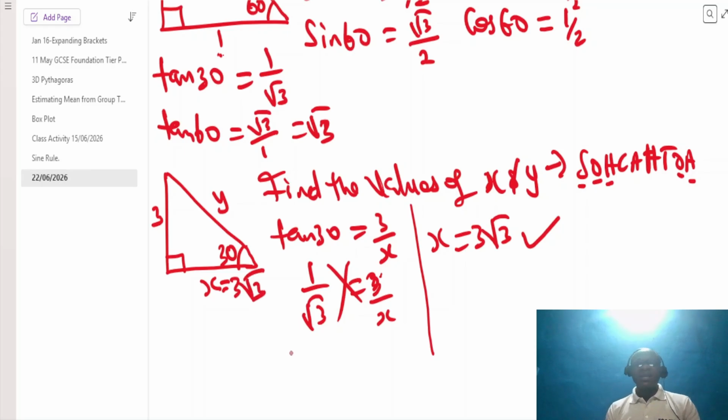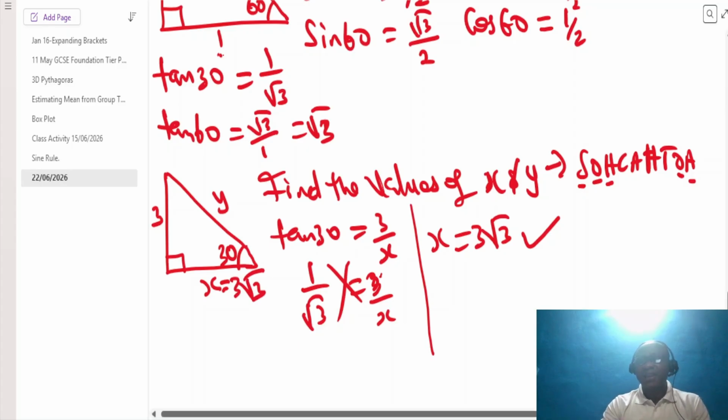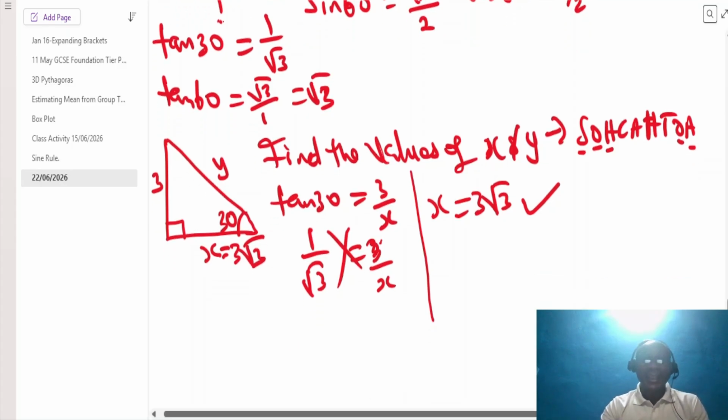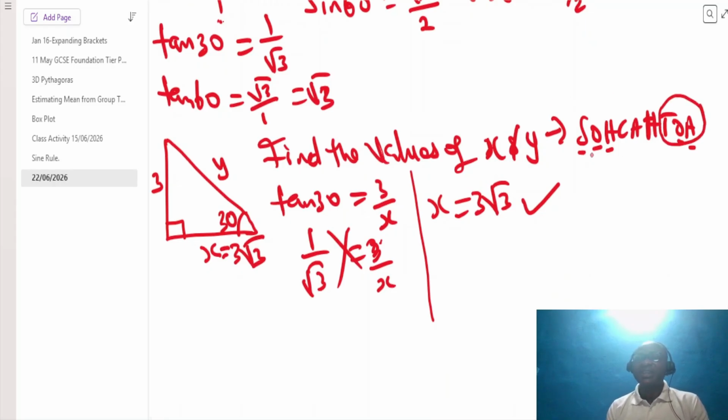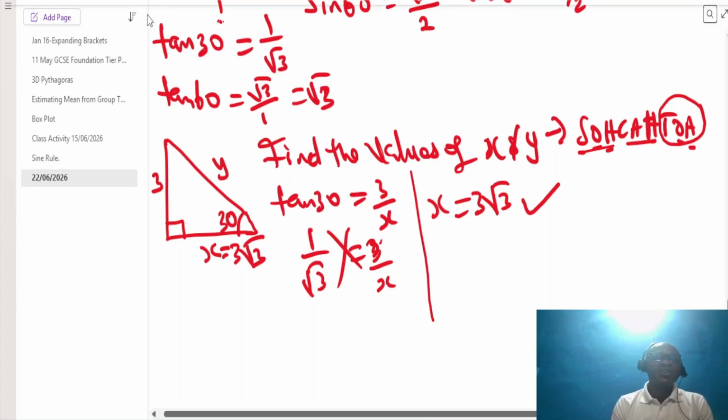All right. Now I want to find Y. I cannot use tangent to find Y because there is no H, the hypotenuse, in tan. Looking at our memory tool, it's either I use sine or I use cosine. Now let us try to use cosine there. Using cosine, I want to change the color of the pen.